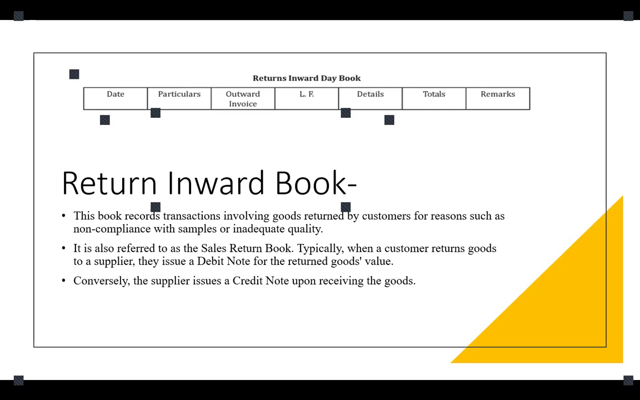Typically, when a customer returns goods to a supplier, they issue a debit note for the returned goods value. Conversely, the supplier issues a credit note upon receiving the goods. So this is the sample or specimen for the return inward day book. You can refer to it: date, particulars, outward invoice, ledger folio, details, total and remarks.